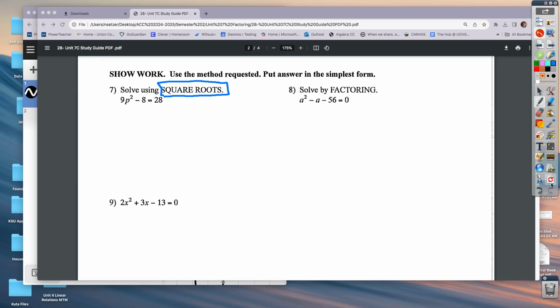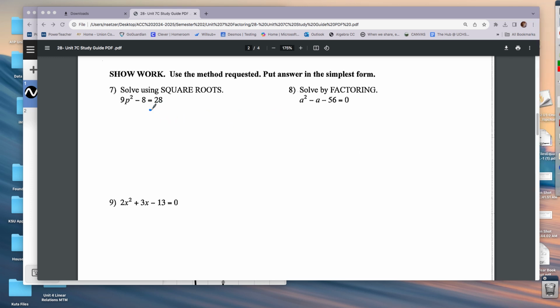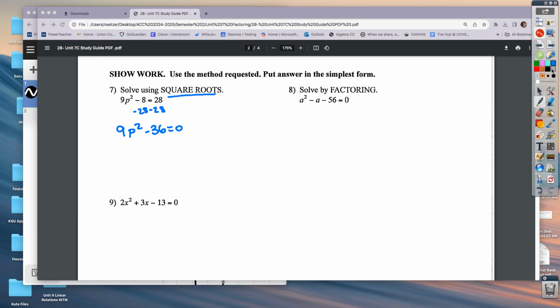When I solve, I know that I need it to equal 0. So the first thing I'm going to do is get this 28 back over to the other side with the rest of the expression. And then negative 8 minus 28 is minus 36. And now this side equals 0. So now I can do what it tells me to do, which is square root.